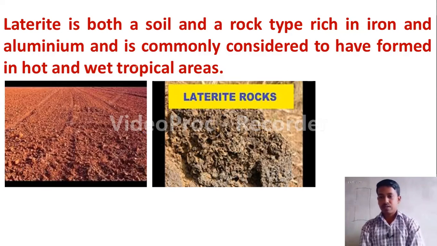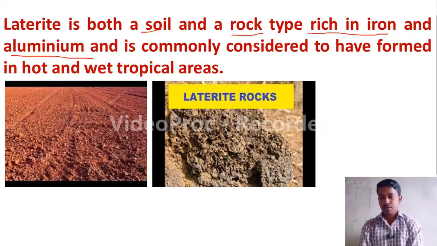And laterite soil is both a soil and rock. Please remember it. Laterite is both a soil and rock type, and it is rich in iron and aluminium. Please remember, laterite soil is rich in iron and also in aluminium, and is commonly considered to have formed in hot and wet tropical areas. Here you can see the picture of laterite soil and laterite rocks.